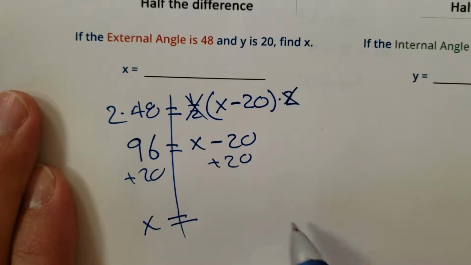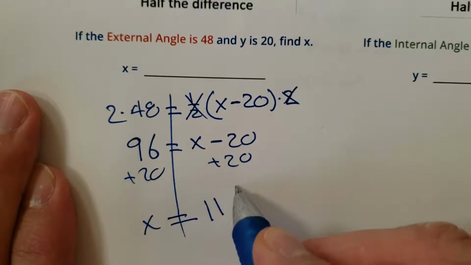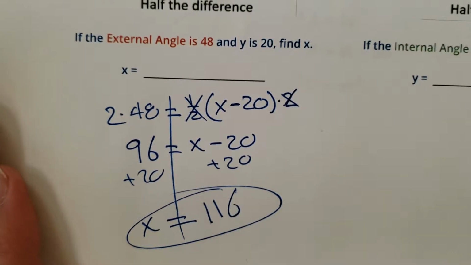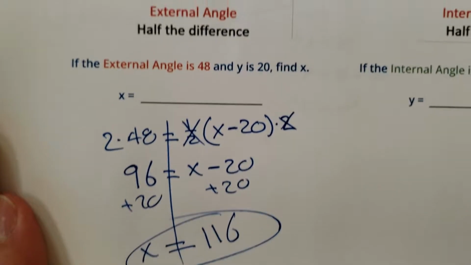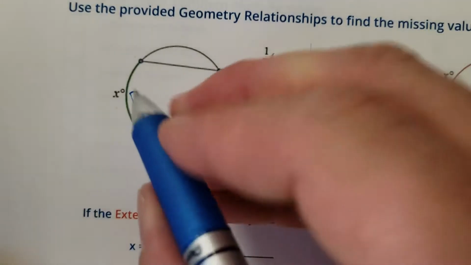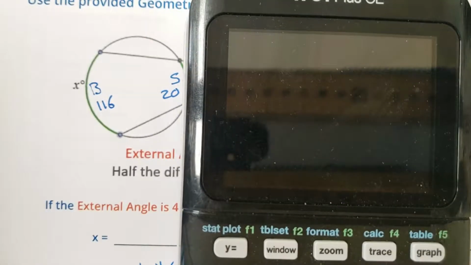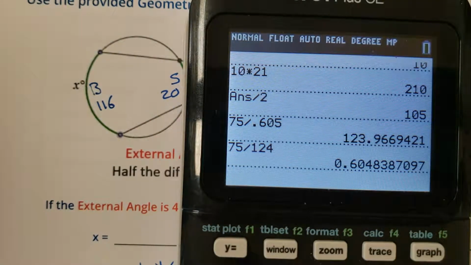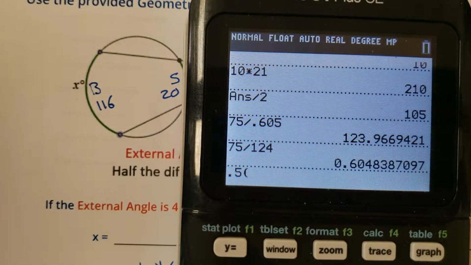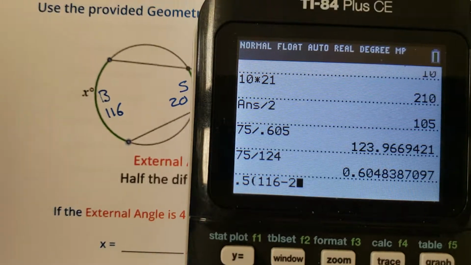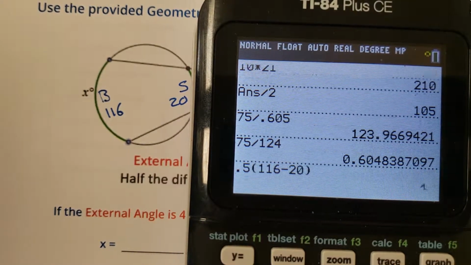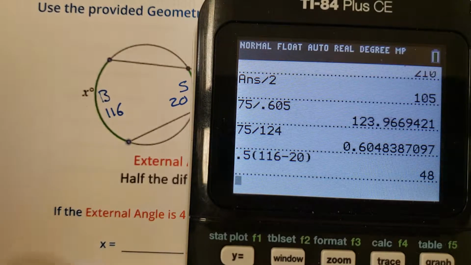X should equal 116. All right, let's double check really quick. If this was 116 and this was 20, let's check to see if this works. I'm going to plug it all in at once. I'm going to be bold about it. 0.5 times, half, 0.5, same thing. Big guy minus small guy is, yes, got it, 48.